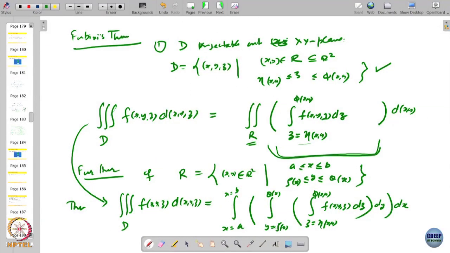Then this one will split according to type 2, right? We will be integrating y first and then with respect to x. So, this is when the domain is projectable onto the xy plane. So, two possibilities: projection onto the xy plane is possible and the projection is either type 1 or type 2. So, you get two iterated integrals possibly.